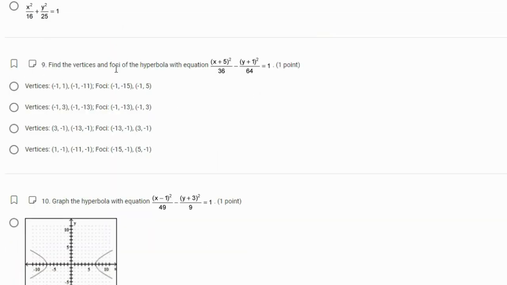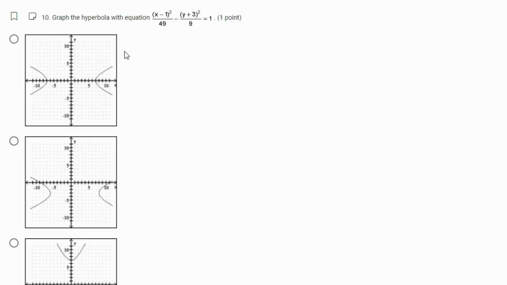Find the vertices and foci of this hyperbola. Here's the equation. Graph the hyperbola that has this equation. Okay, well, look, this has an x minus h and a y minus k. So the center of this hyperbola is at 1, -3, because it's y minus k, it's plus 3, must be y minus -3. So we want one that has that center. Now this has a center right on the x-axis because there's the vertex, there's the vertex.